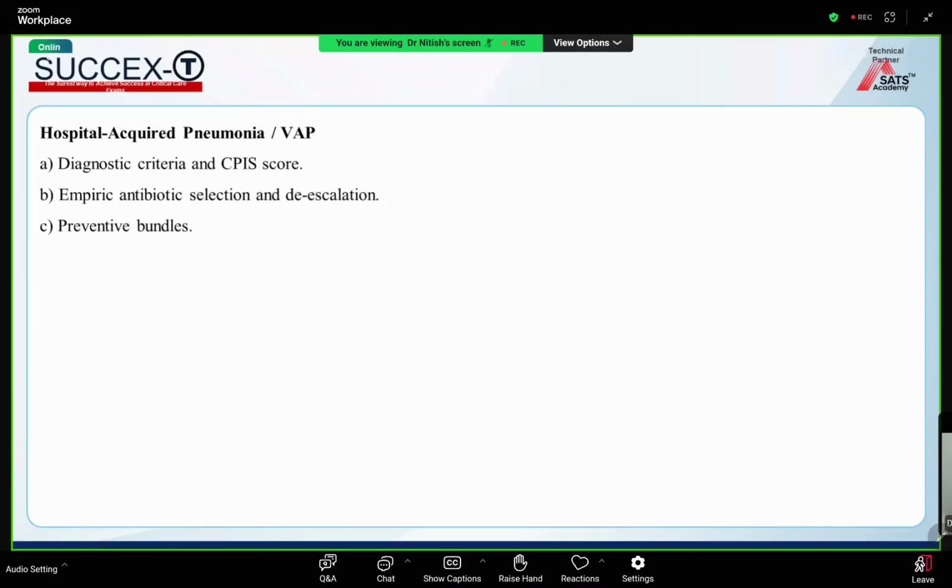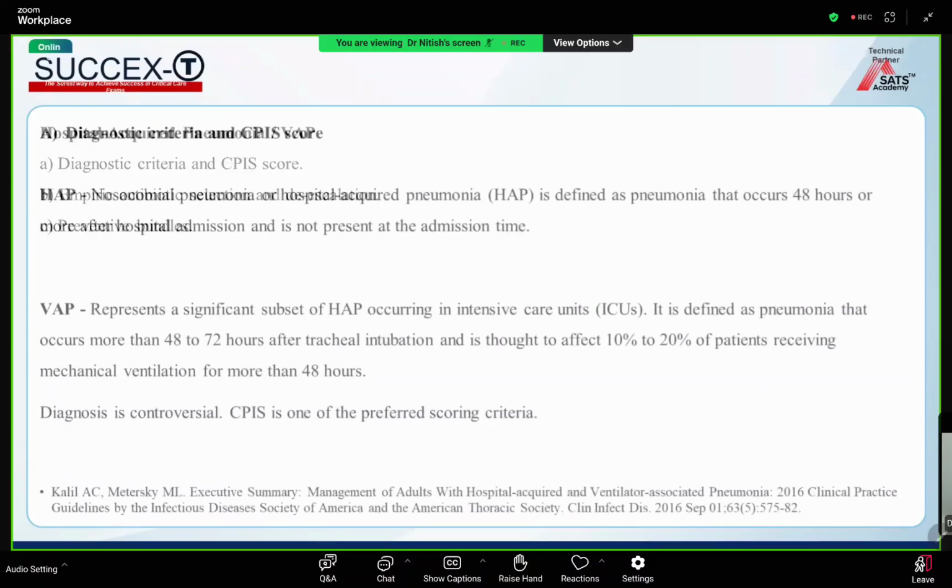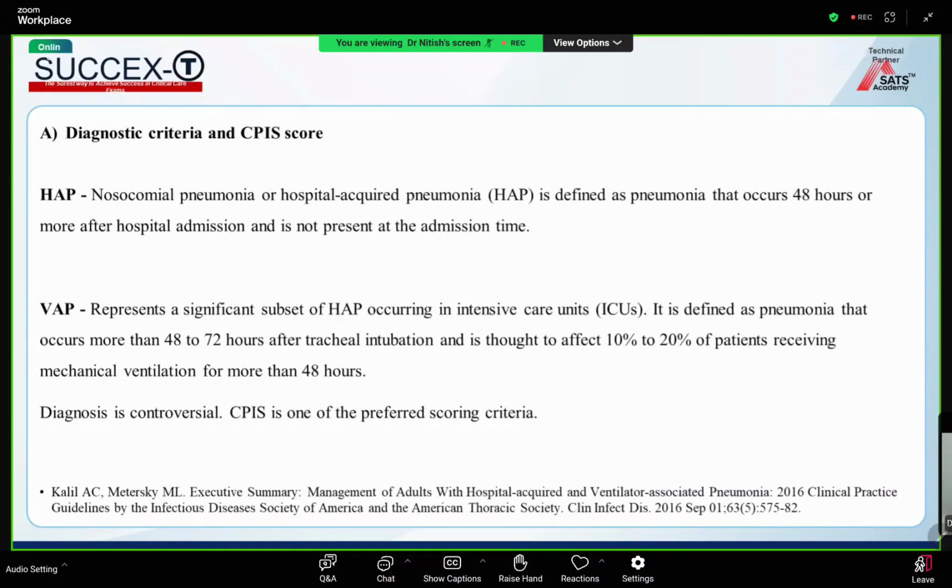My last topic is hospital-acquired pneumonia and ventilator-associated pneumonia. Hospital-acquired pneumonia is any pneumonia in a patient who has been admitted to a hospital for more than 48 hours and who had no evidence of pneumonia before admission; this is what we call HAP. VAP is a subset of HAP, which is any patient who has been on a ventilator for more than 48 to 72 hours on tracheal intubation developing pneumonia.